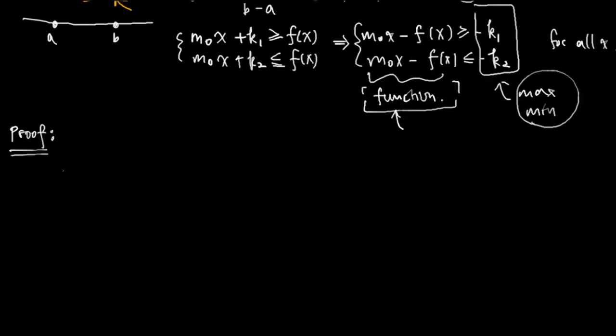So the proof actually begins here, and the proof begins with the setup. That's this part we just discussed. It doesn't have to be part of the proof, just explaining the setup. So let this function g of x be m0, which is the slope of the secant line, times x minus f of x. So that's the function.